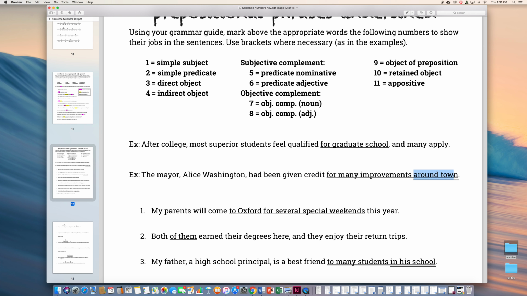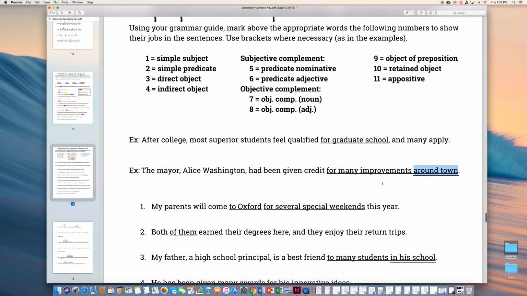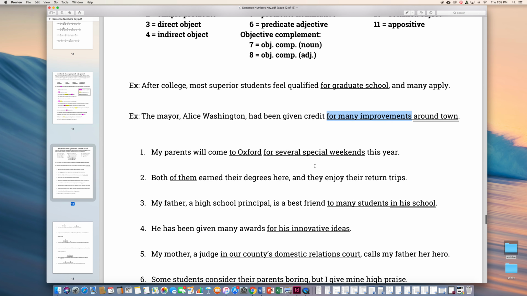Now, we have another prepositional phrase inside of this, "around town." So this prepositional phrase is modifying improvements, right? So if you were to state the entire prepositional phrase that's modifying credit, it's this whole single underlined part, right? But you have within that phrase a prepositional phrase that's modifying part of that phrase. Okay, so the phrases, they always refer back to something. "Around town" refers back to improvements. "For many improvements around town" refers back to credit. Okay, and these can be sort of nested.